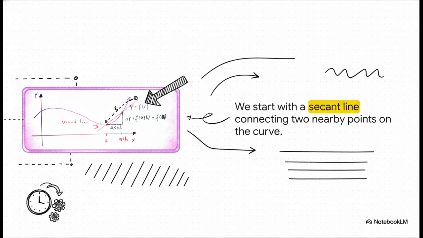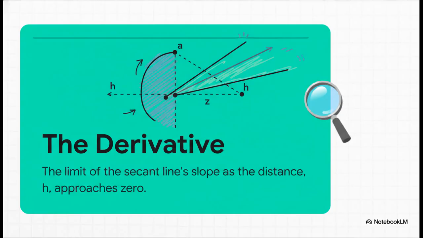So we start by cheating a little. We draw what's called a secant line that connects our main point with another point that's super close by. The slope of this secant line, it's not perfect, but it's a pretty good guess for the tangent slope we're after. Okay, now here's where the magic happens.